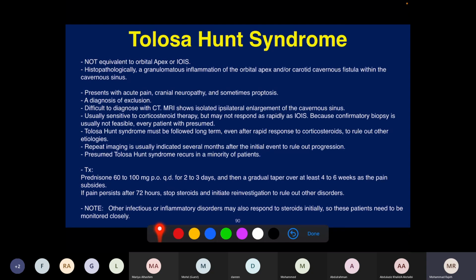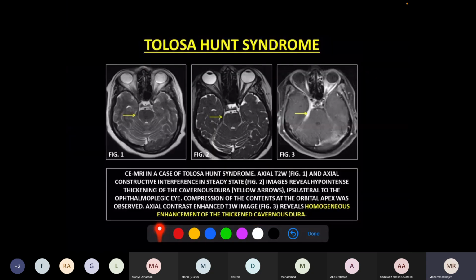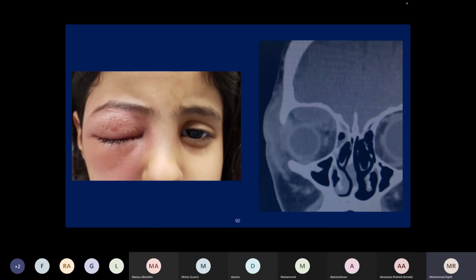This is not common, but Tolosa-Hunt syndrome, they get you the same scenario with visual involvement, because it's involving the orbital apex with the enhancement of the cavernous sinus and the dura around it. You should think of Tolosa-Hunt, but I don't think they will. It's a high yield.